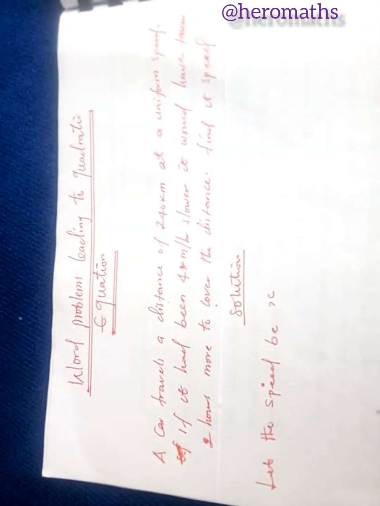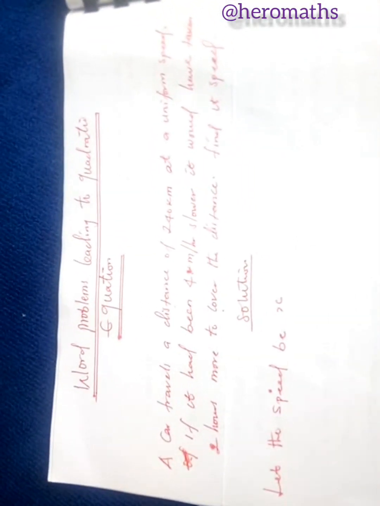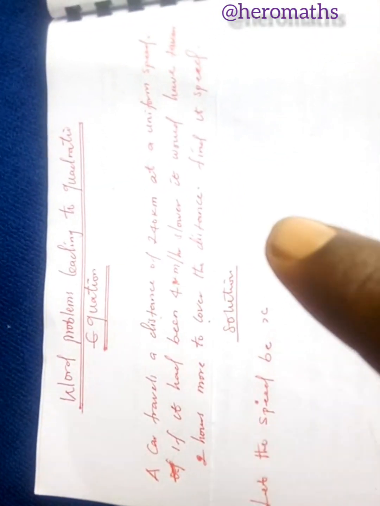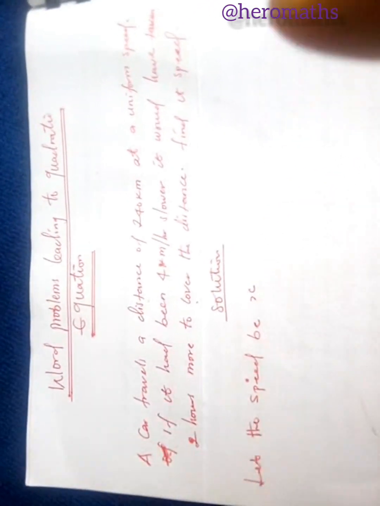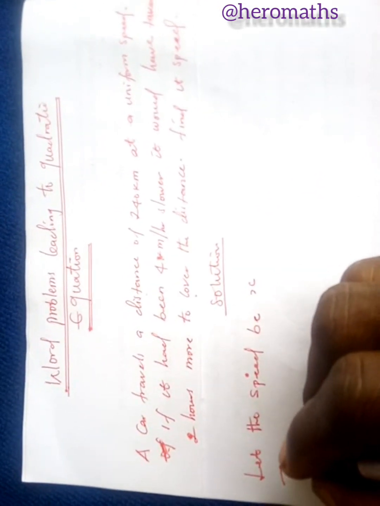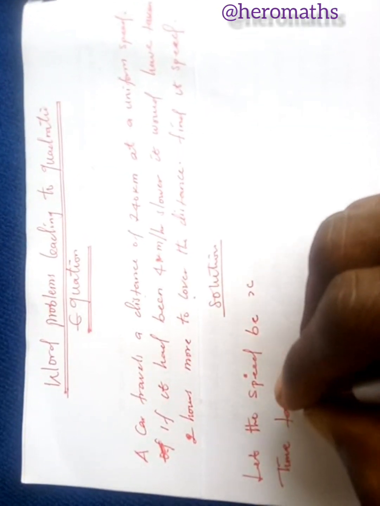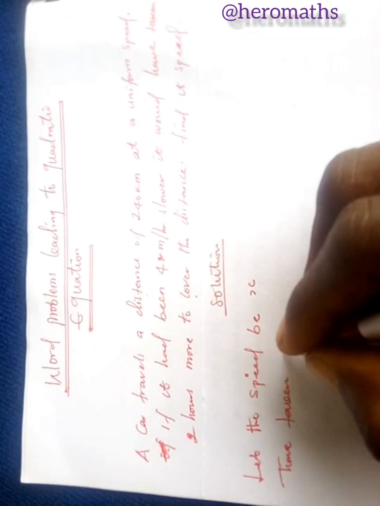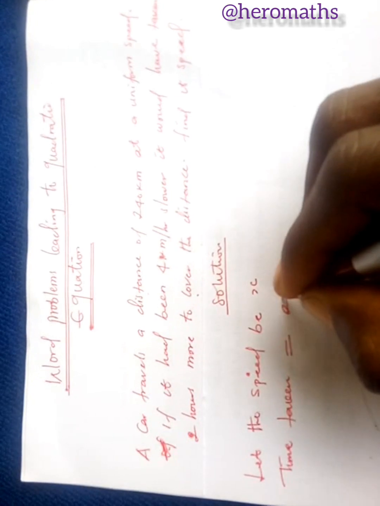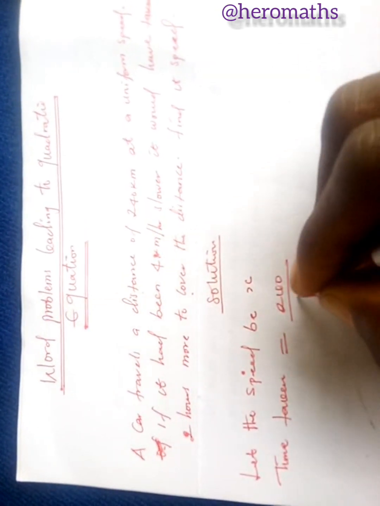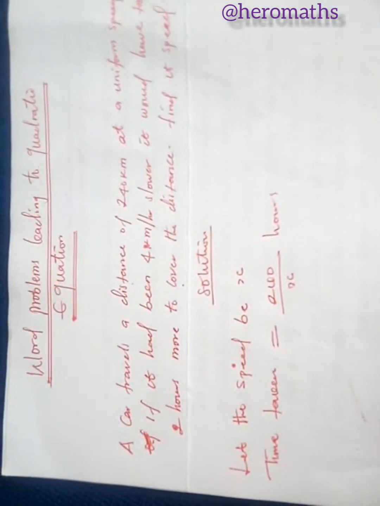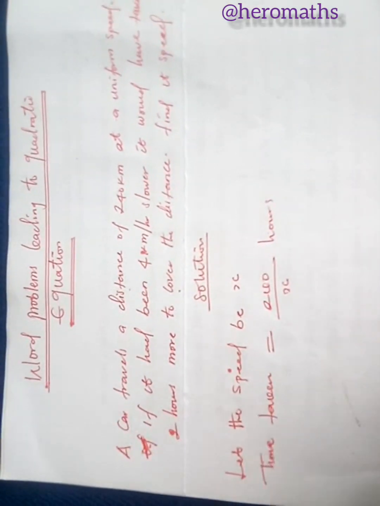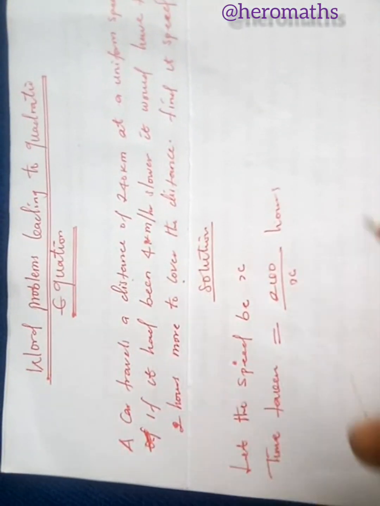Now the time taken for the car to cover the distance of 240 kilometers at a speed of x will be equal to 240 divided by x hours. That is the time taken for the car to complete 240 kilometers with speed x.